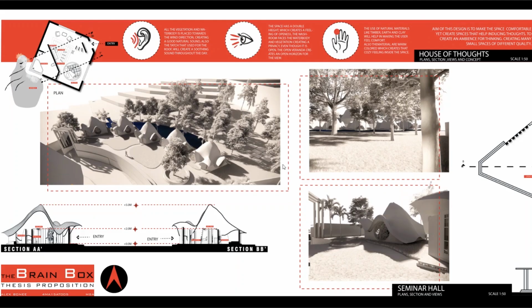House of Thoughts. These are the cottages designed for the guests that need to be accommodated on the site. The aim of the design is to make the space comfortable yet create a space that helps induce thoughts, to create an ambience for thinking, creating many small spaces of different quality. The residence cabin is designed with an open plan which includes areas for sleeping, small meeting, a semi-open veranda in the front, a small attic and a large bathroom.